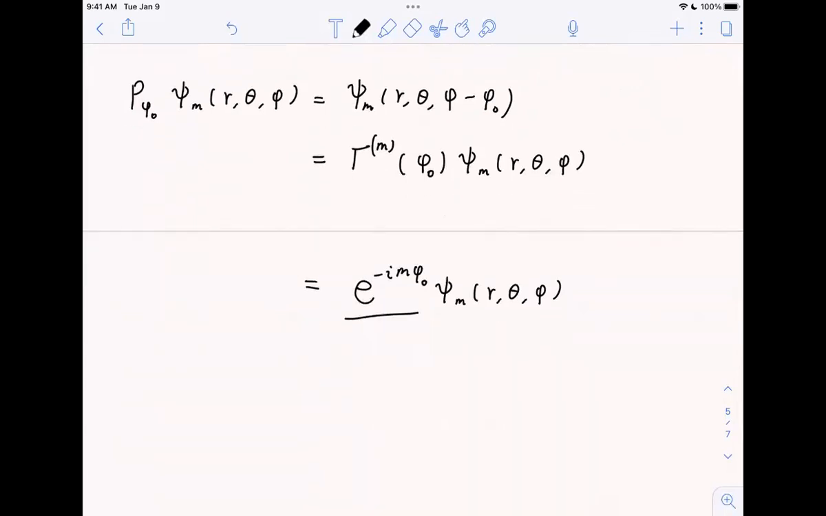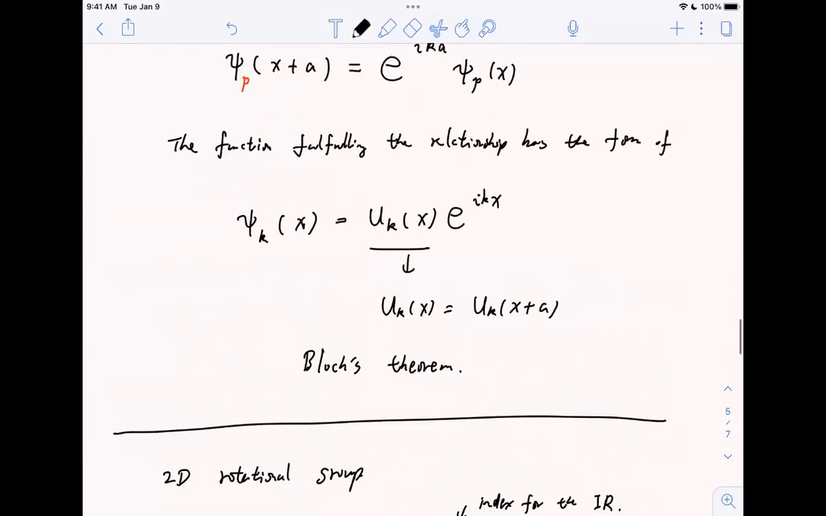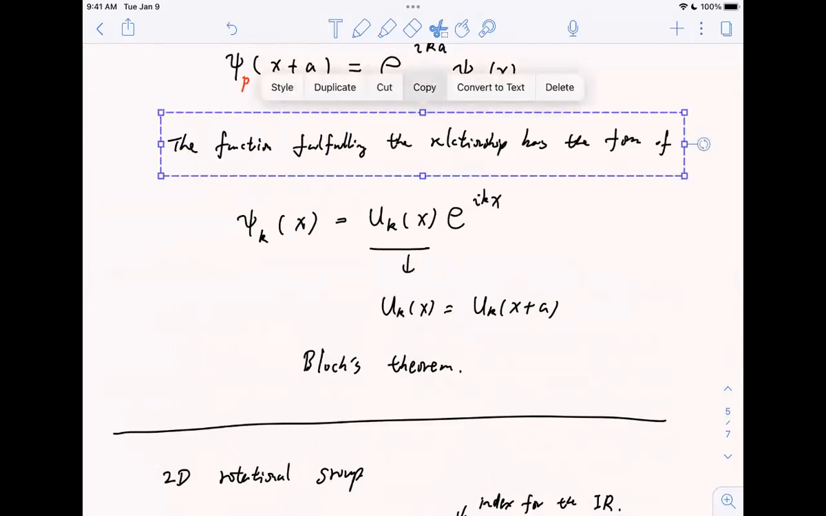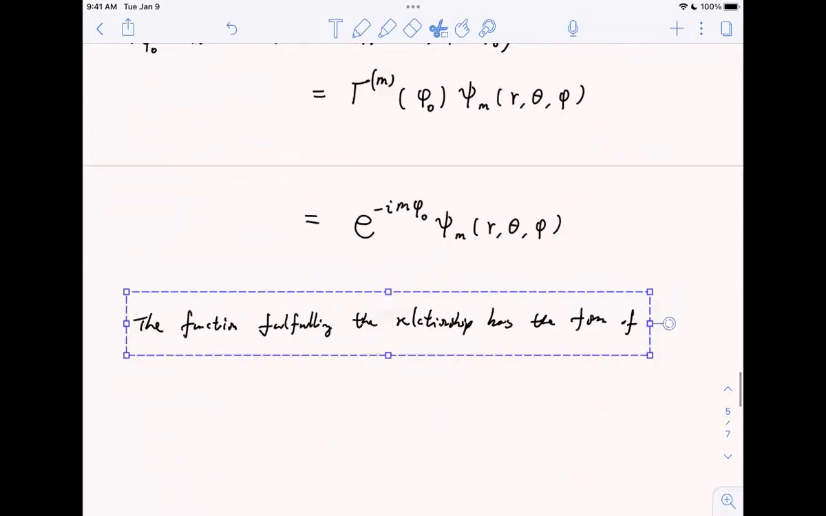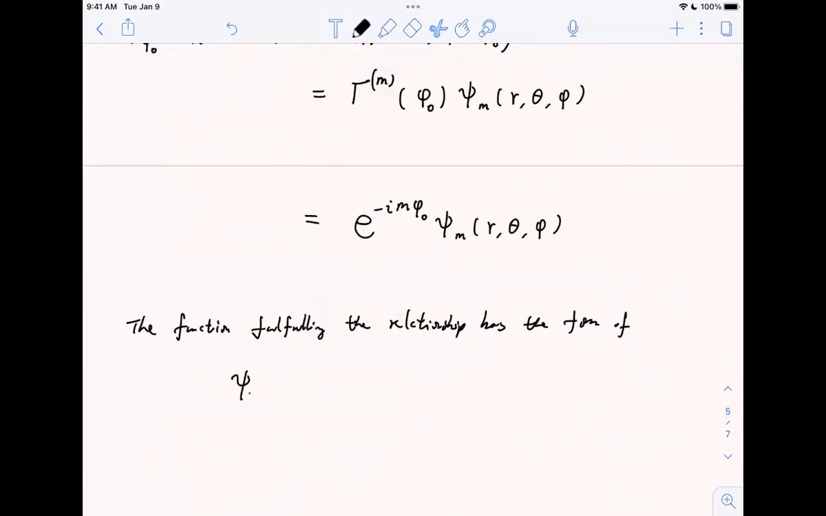Okay, so this is the character. So how do you fulfill this? The wave function that can fulfill this relationship is something like the Bloch theorem. The wave functions that can fulfill this relationship have a form like this. Okay, and then m equals plus minus 1, plus minus 2, and so on. So this is what you get for the angular momentum eigenfunction.